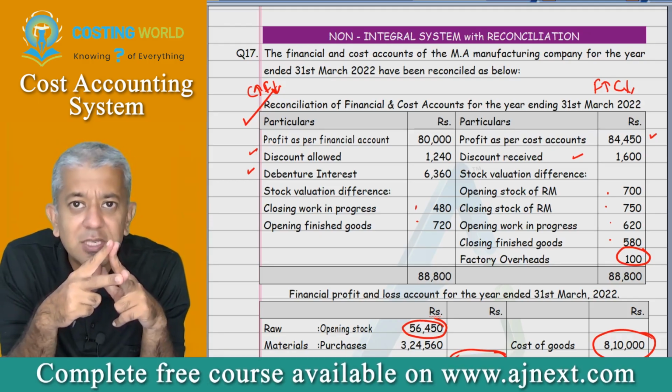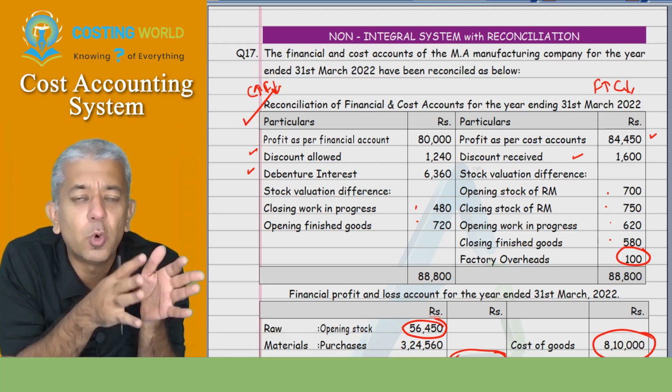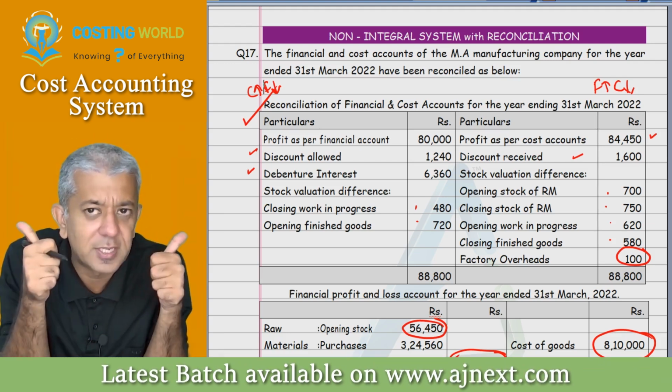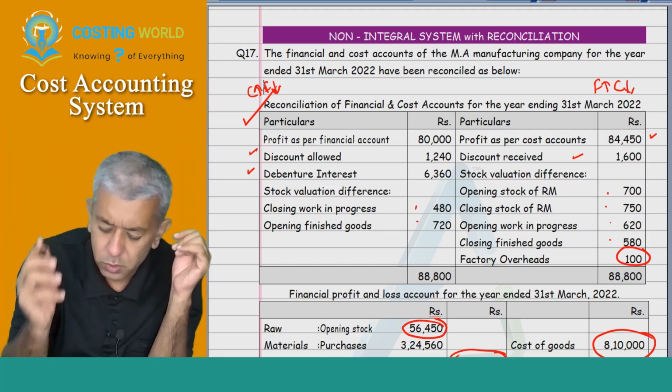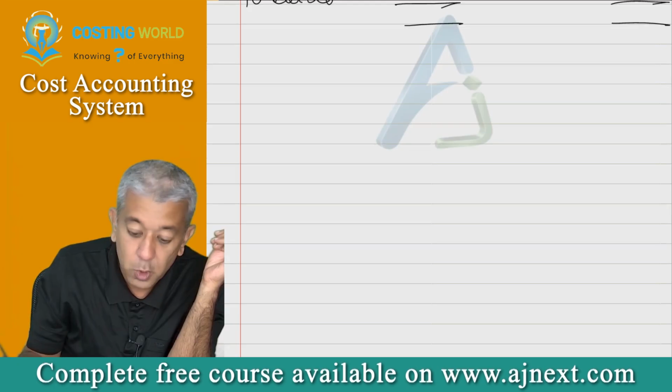Once I get the figures as per costing, I start to make the opening trial balance. Once I have the opening trial balance, I will start to post the transactions and finish it off. Is that all fine? You understood my method? Okay, so let's do one small thing first. Let's get the figures as per cost accounts.